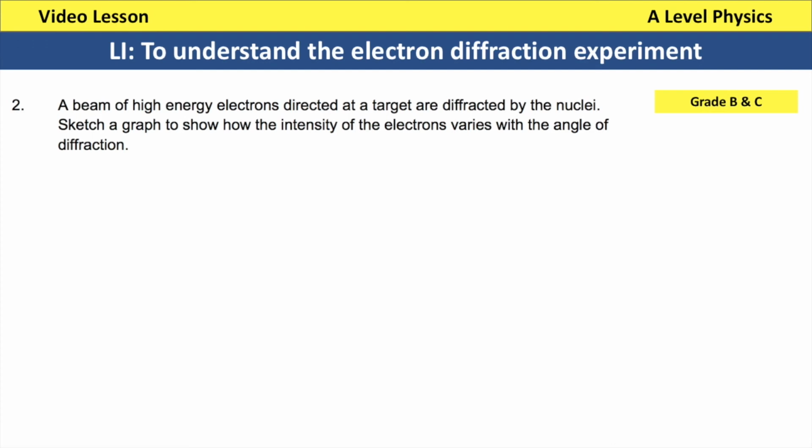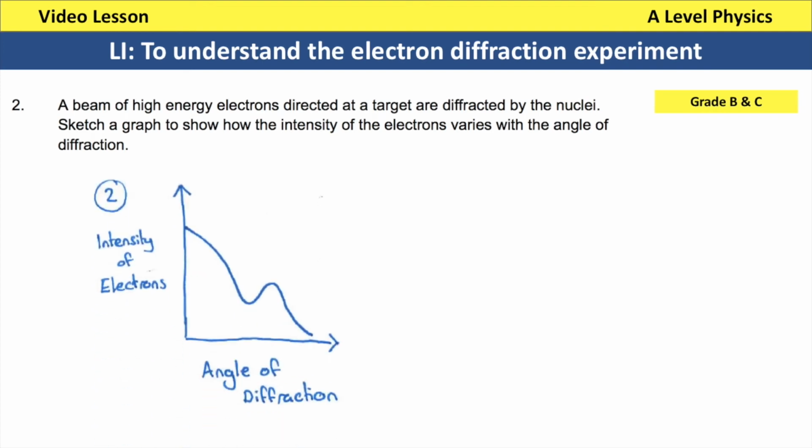Question number 2. A beam of high-energy electrons directed at a target are diffracted by the nuclei. Sketch a graph to show how the intensity of the electrons varies with the angle of diffraction. So this is a straight recall question that should come from your notes. Of course, it would have a shape like that. The intensity of the electrons is a maximum for 0 angle of diffraction. It then decreases to a first minimum, rises back up, and then drops down again.